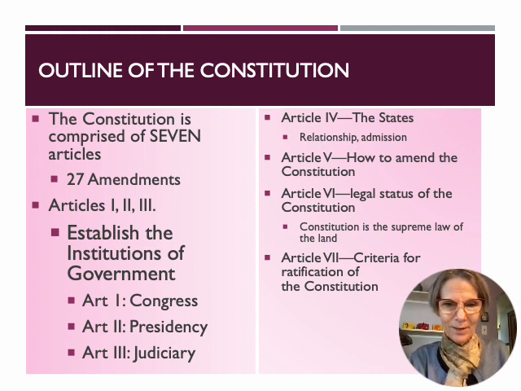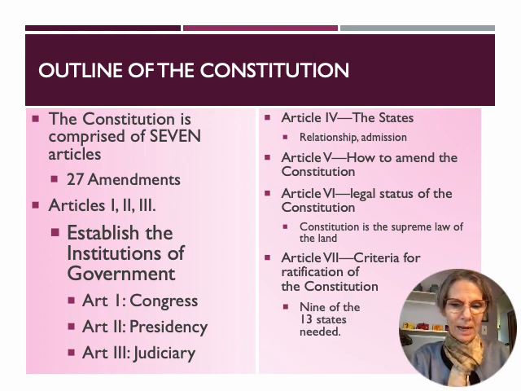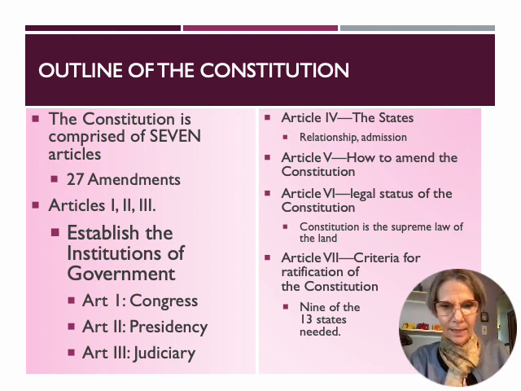And then Article 7 tells us about the criteria for ratifying the Constitution. Okay, so Article 7, that was really just specific to that time period. And it said that 9 of the 13 states were needed to ratify the Constitution. But all 13 states finally did ratify the Constitution. And so that just gives you a broad outline of what those different articles in the Constitution apply to.